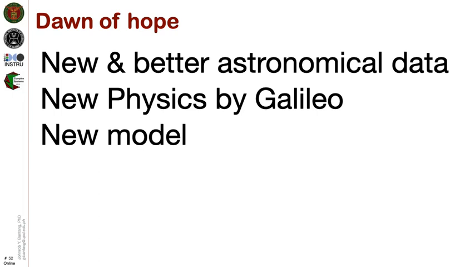So we shall end this part and rest for a while before we proceed to discuss the appearance of new and better astronomical data, the new physics or new science by Galileo, and other events that led to the acceptance, at least in principle, of the Copernican model, though ultimately in a different form, the Keplerian model.